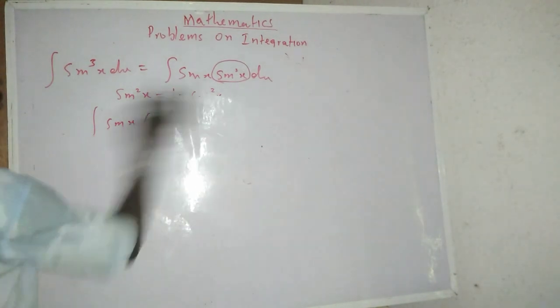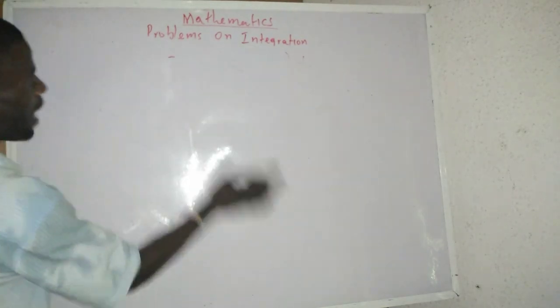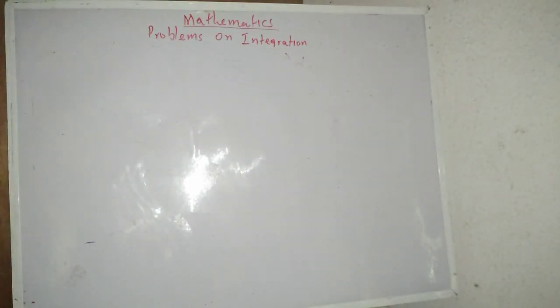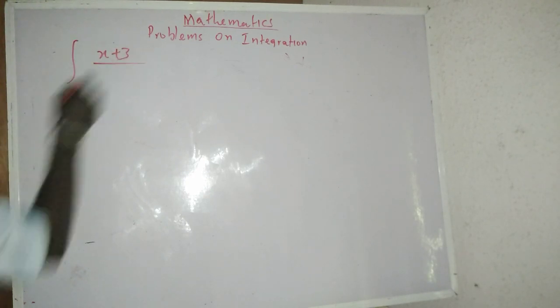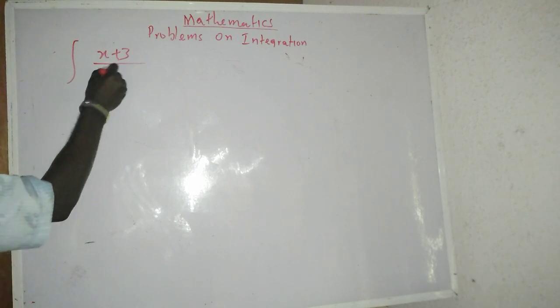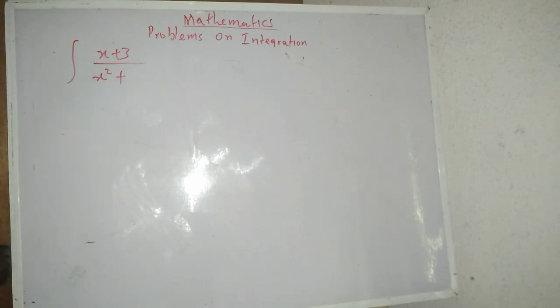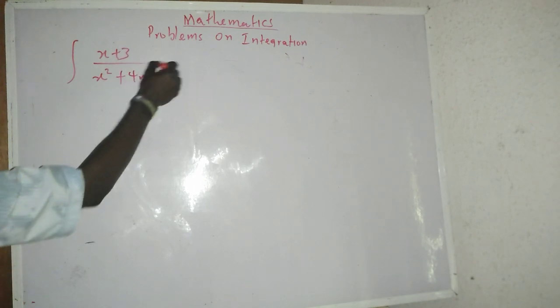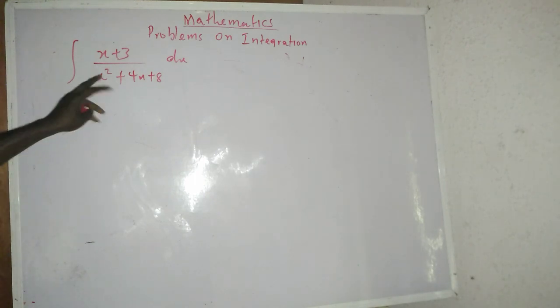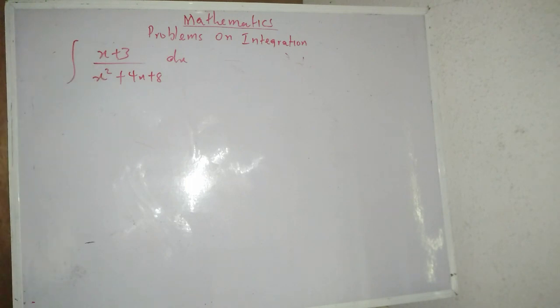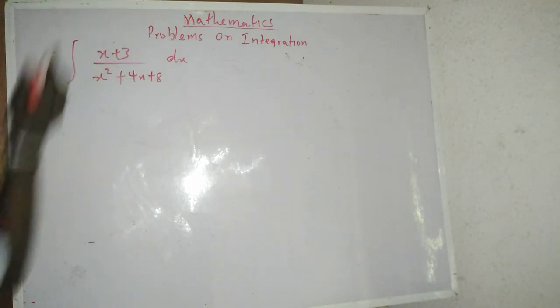Another problem, just to show how problems are being solved. Now I have the integral of x plus 3 all divided by x squared plus 4x plus 8 dx. If I integrate this type of problem, it's very technical. If we differentiate this, I can't get the numerator directly, because there is a 4. Assuming there was no 4 here, it would be very good.